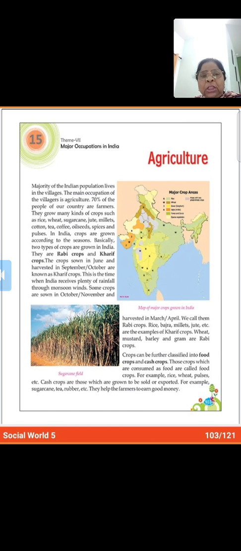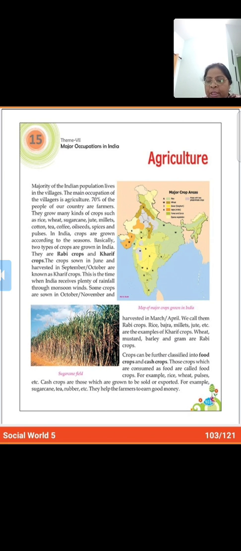Okay, what are those? Those are like coffee, sugarcane, tea, jute, etc. And these crops are economically important, because they add on to our economy. Economy means money matter. They add on to our cash. That's why they are called cash crops, because they bring cash or money much needed into the country.